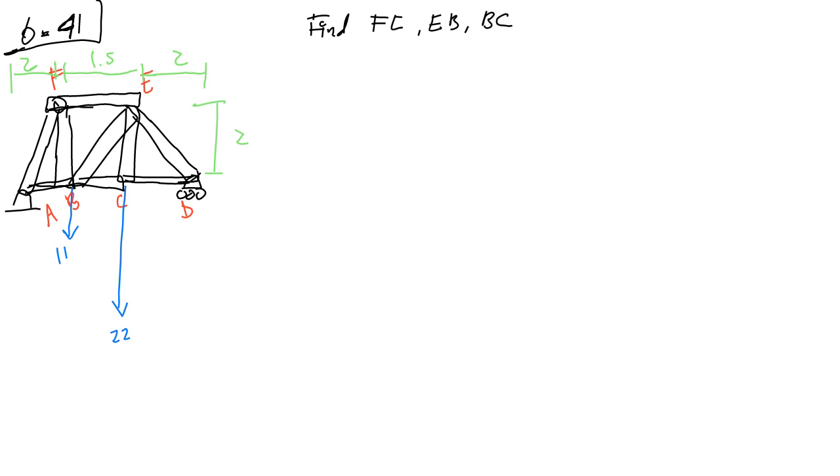Okay, so let's label those on our picture here. FE, so this one right here. EB, this one over here. BC, that's this one right here. Yeah, this is just those three. And of course, determine if it's in compression or tension.